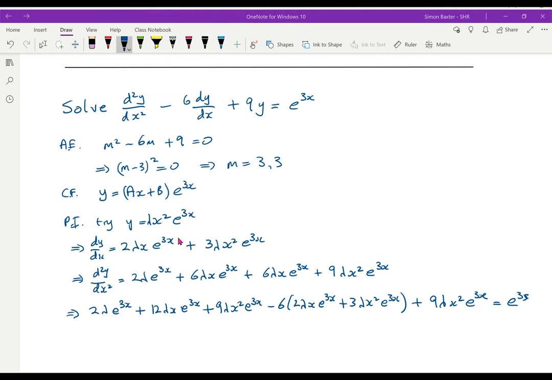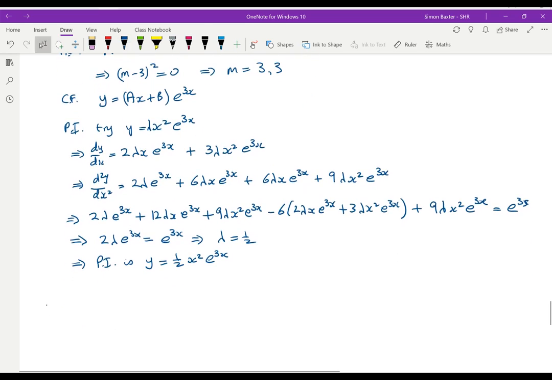If we look at this, we can see some nice things happening. We have 12λxe^(3x) minus 12λxe^(3x). We have 9λx²e^(3x) minus 18λx²e^(3x) plus 9λx²e^(3x). So the x²e^(3x) terms go, and we just have 2λe^(3x). Something nice will always happen when you get this type of equation. That's equal to e^(3x), and therefore λ is equal to a half, and our particular integral is y equals a half x²e^(3x).